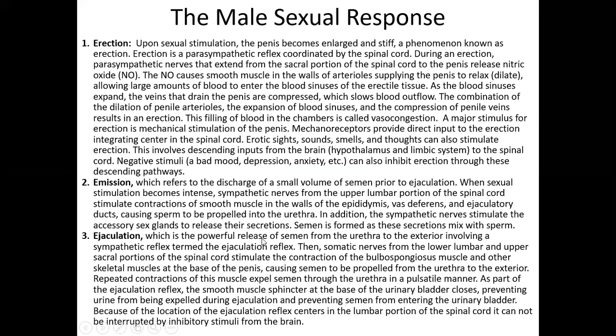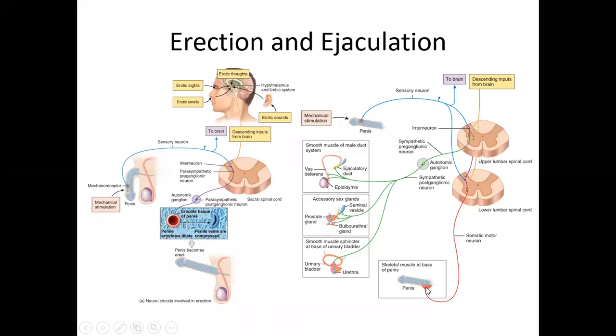Ejaculation is the powerful release of that semen from the urethra to the exterior involving a sympathetic reflex. We just call this ejaculation reflex. Pretty simple, straightforward there. Then somatic nerves from the lower lumbar and upper sacral portions of the spinal cord stimulate contraction of what's called a bulbospongiosus muscle and other skeletal muscles at the base of the penis, causing semen to be propelled from the urethra to the exterior. Okay, that's what's shown right here in this portion of the figure.